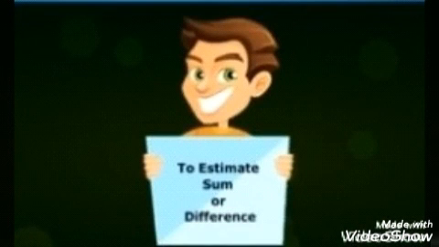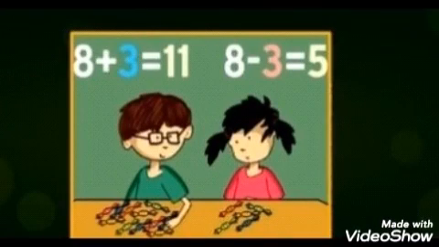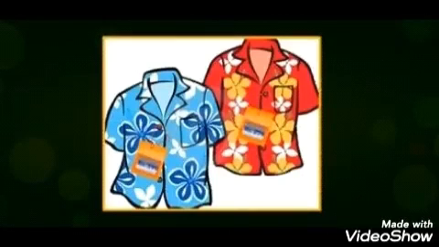Now we learn to estimate sum or difference. When we estimate the number, sometimes we might add or subtract those numbers. In such situations, we have to have an idea of why to round off the numbers and to which places the two numbers are added. For example, when you have to buy two shirts costing rupees 399 and rupees 279, what is the estimated cost of these two shirts?